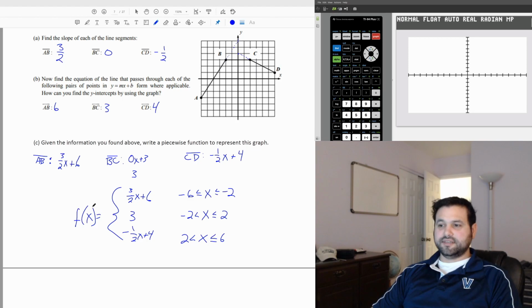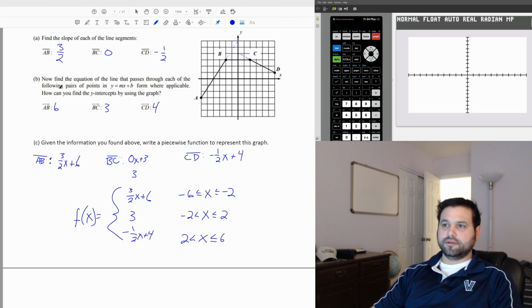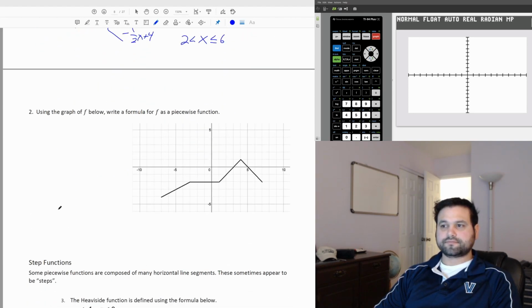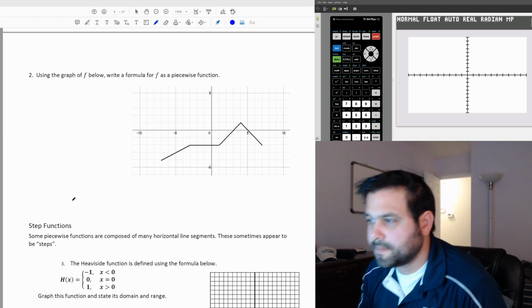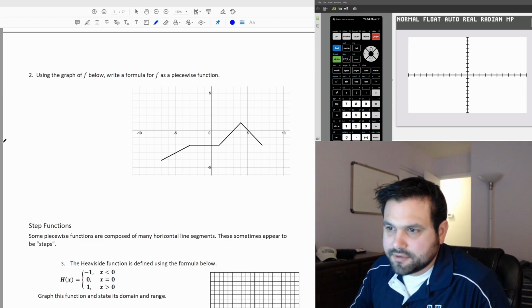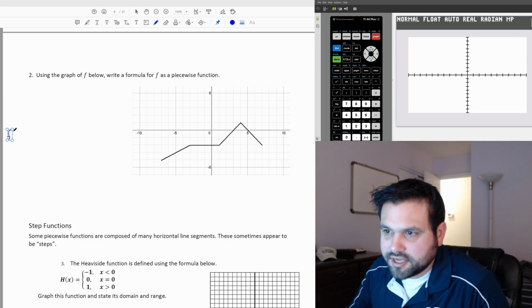And so this is our piecewise function. We've just created a piecewise function based off of the graph. Okay? So obviously when we take a look at just a graph, it won't have all of this extra stuff with it, right? So here's an example of that. Here's a graph. We want to write the piecewise function. So I'm going to start with my notation here.